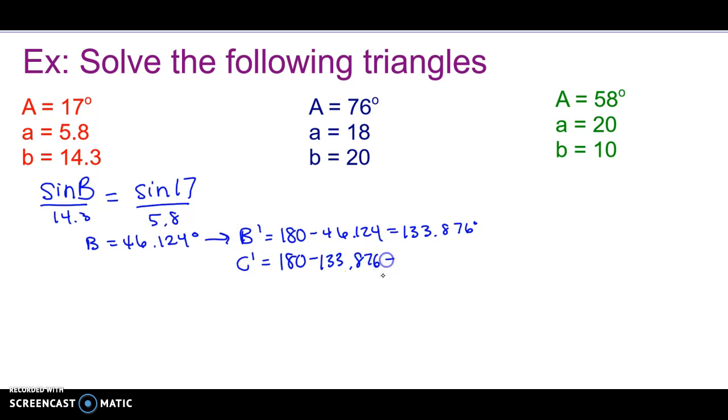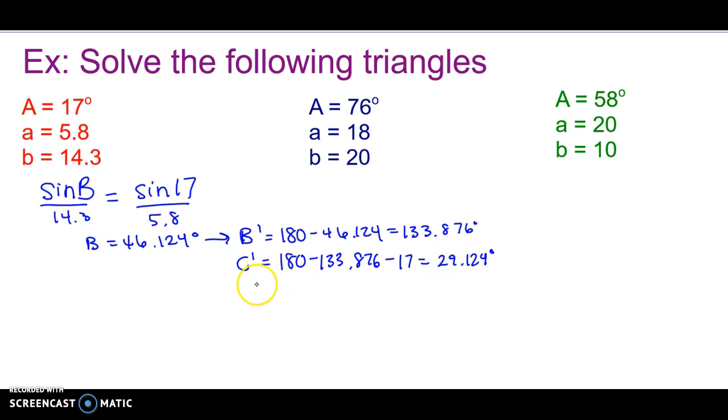And what's the other angle in this triangle? Remember, it's A, my given angle, so minus 17. And I get 29.124 degrees. So this confirms right here that a second solution exists. Now let's say, for example, that I had gotten a negative angle measure here. That would be my indicator that a second solution doesn't exist.